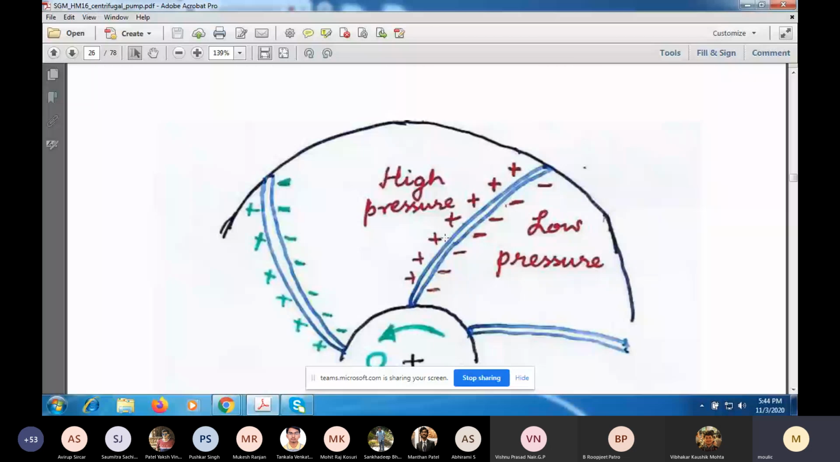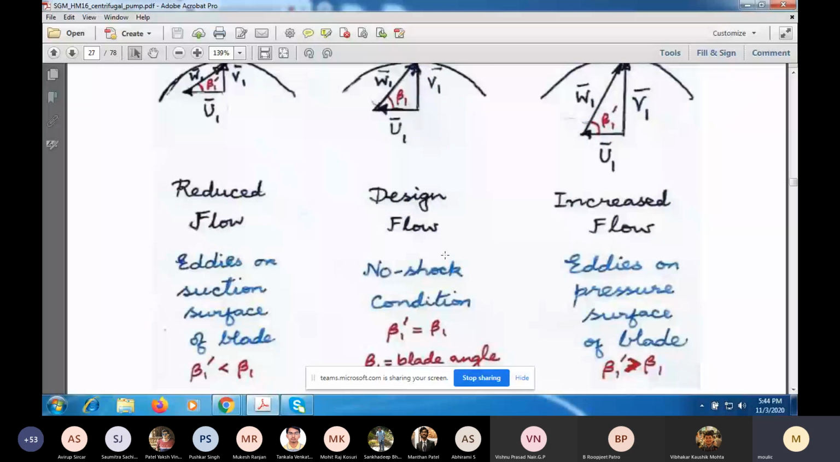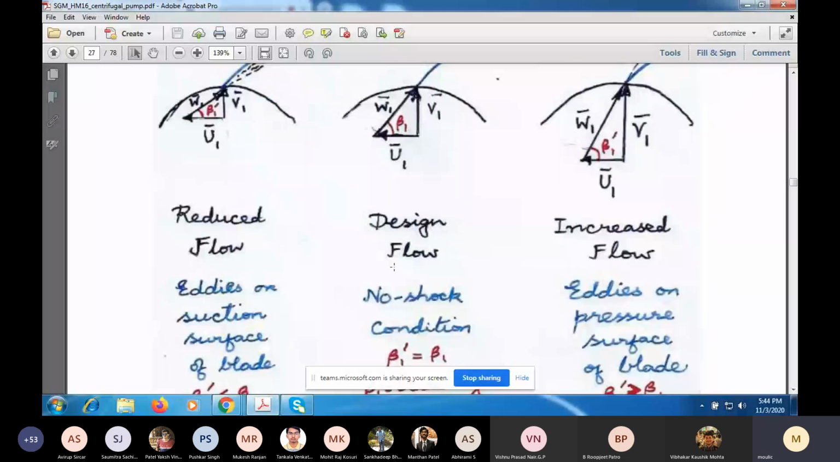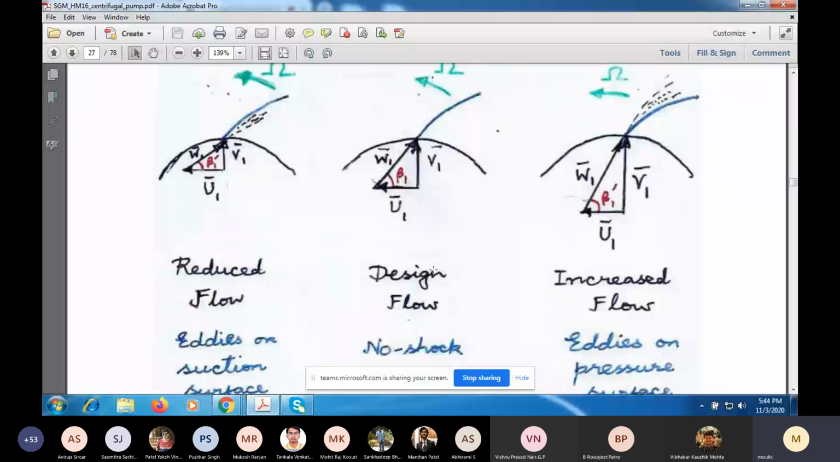The other important thing is what we call shock loss. I've been talking about design condition or design flow. As I said, the fluid will enter radially at the impeller at the radius r equal to r1, the reason being that an inviscid model predicts that there is no swirl. Now, in the design condition, the relative velocity vector will be tangent to the surface of the blade. So the angle between W1 and U1 is beta 1, the blade angle, but only in the design condition.